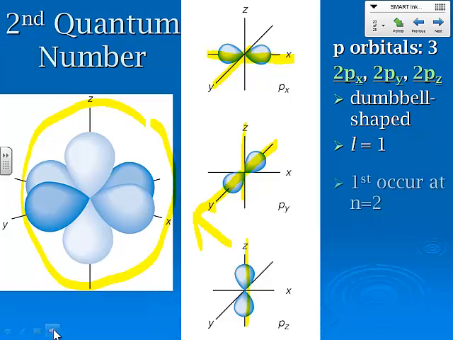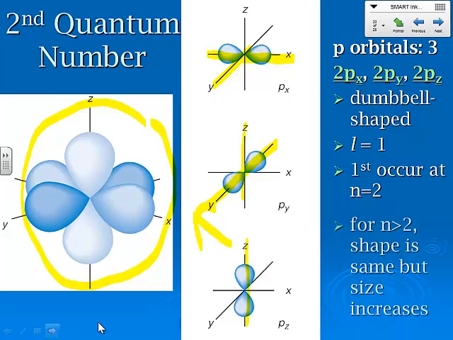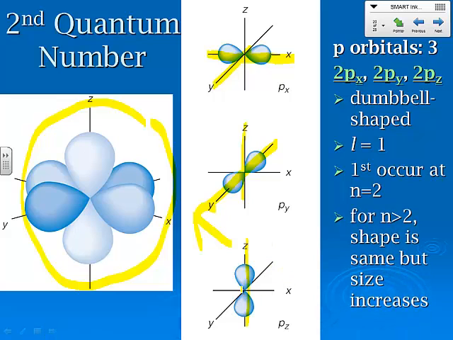And what will happen is that the first occur at n equals 2, and for n greater than 2, the shape is the same, but the size increases. So if this one is 1p, 2p would be a little bit bigger than that, 3p would be a little bit bigger than that, etc., etc.